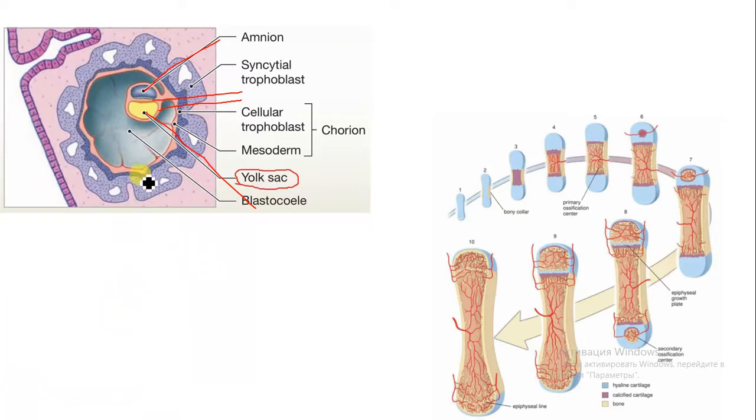The mesoderm is related to the spindle-shaped cells, and they are present in a chaotic arrangement. This way, in a chaotic arrangement.